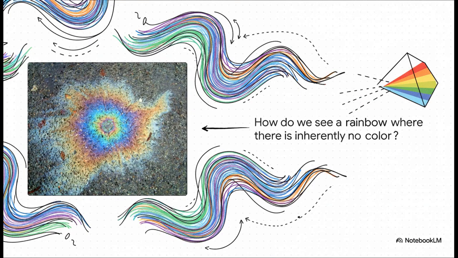Now, you might be wondering what's going on here. The sheer mystery of this is fascinating. I mean, it's just a common oil slick in a puddle on the asphalt. There are absolutely no chemical dyes or pigments mixed into that oil to produce those vibrant, swirling greens, purples, and blues. It's completely colorless oil floating on clear water. So how on earth do we see a rainbow where there is inherently no color?